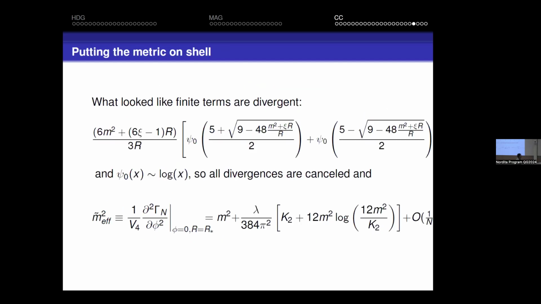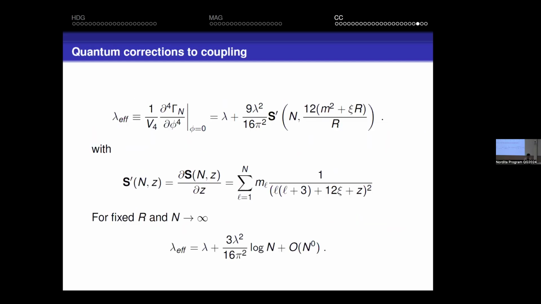So the result is, as I said earlier, that the quantum correction to the mass is finite. So the effective mass is the mass plus this K2 times log of m squared over K2. This is quite surprising, but I don't know. You can tell me if you see something wrong in this. And the same thing happens for lambda.